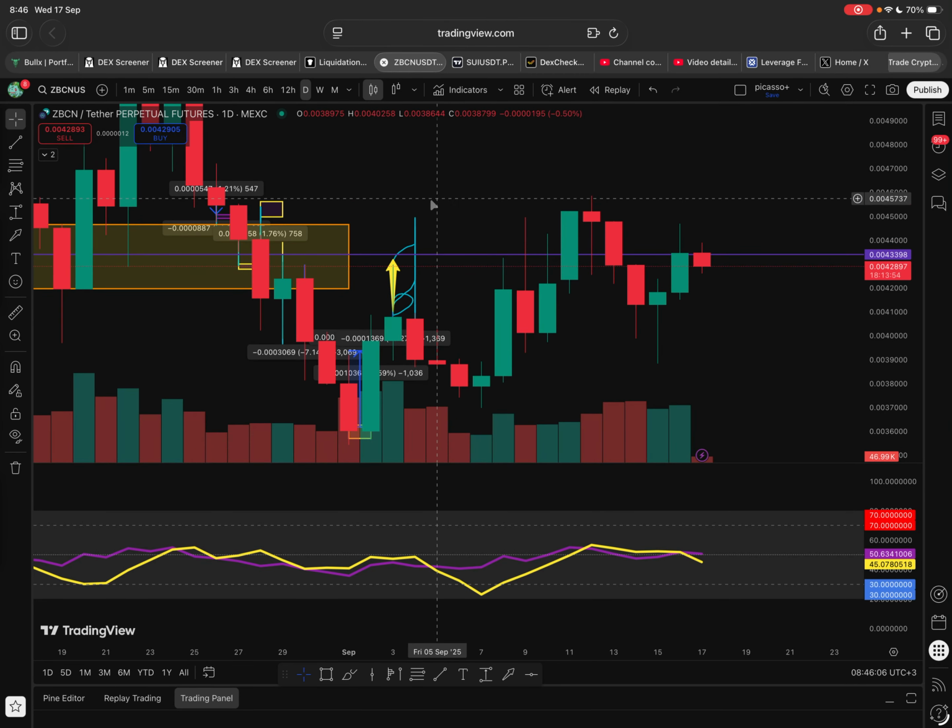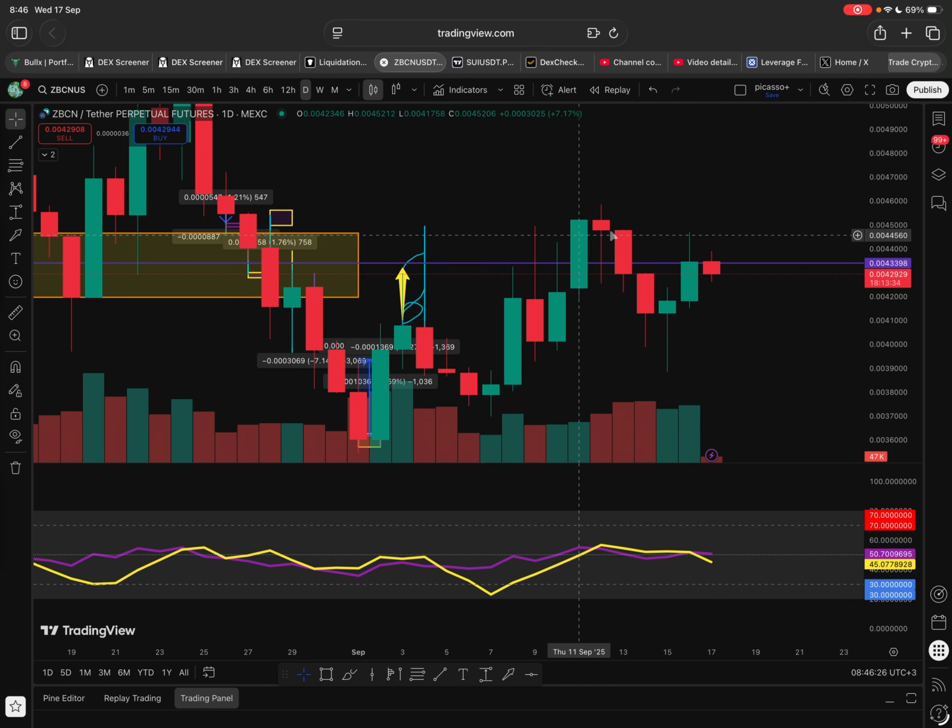In the last ZBCN price prediction, we predicted the exact top right here. I said we'll come very soon after we have some downside. We did a short, took some profit on short, waited a little bit, longed, and took profit on the longs to the exact T. We got the highs. This was the exact level and area I gave you for the ZBCN high.